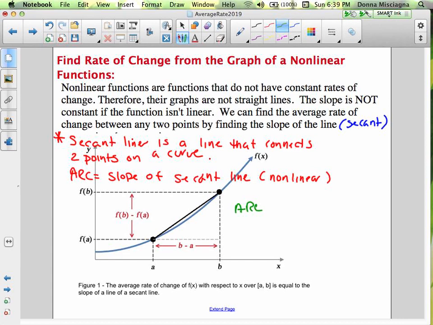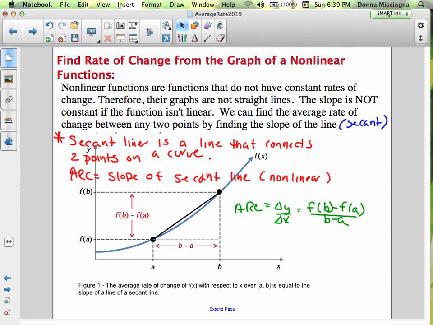which is the slope of the secant line, can be calculated by taking the change in the y coordinates over the change in x. And the change in the y coordinates is f of b minus f of a. The change in the x coordinates is b minus a. And that gives us how we can calculate the average rate of change. And know that it's exactly the same as finding the slope of a line, but now we're connecting 2 points on a curve with a line, and that's what we're finding the slope of.